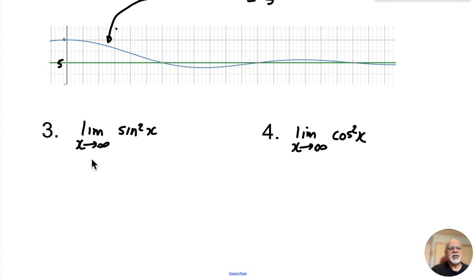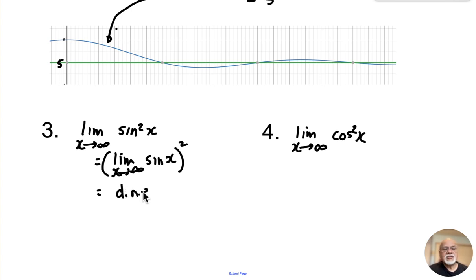Next, the limit of sine squared as x approaches infinity. Well, because the sine curve undulates like that and goes on forever, using the properties of limits, this is just the limit as x goes to infinity of sine x quantity squared. That's using the power rule of limits. But the limit of sine x as x goes to infinity does not exist. And so this does not exist. Likewise, for the same reasoning, this one does not exist.